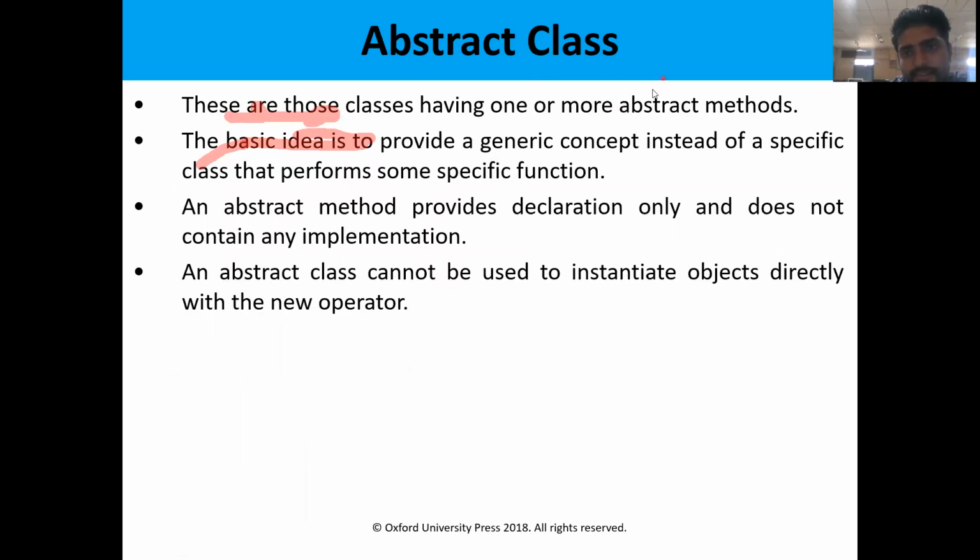Next one, abstract class. These are the classes having one or more abstract methods. Abstract is a keyword. Before any class name, we can use the abstract keyword, then it is called an abstract class. So the class which consists of abstract methods is called an abstract class. Abstract methods are nothing but methods which don't have any definition.